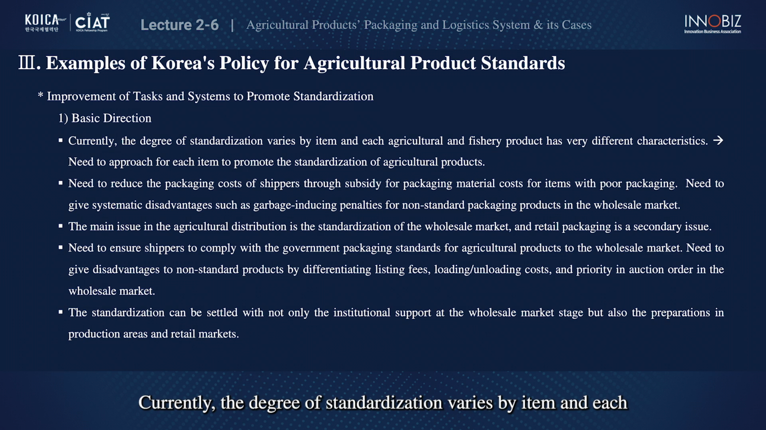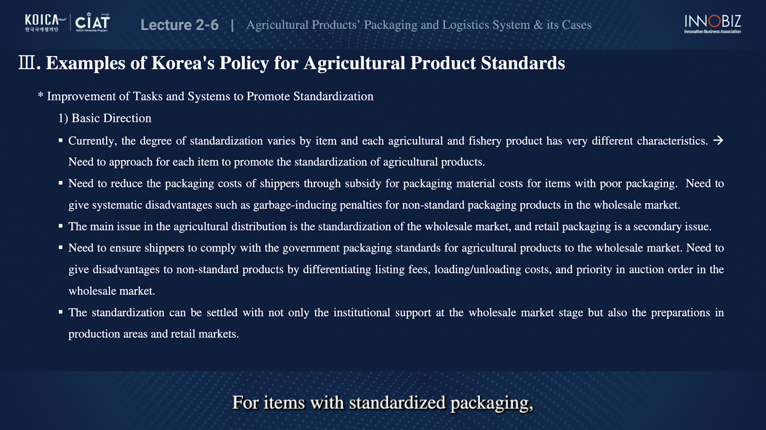Currently, the degree of standardization varies by item, and each agriculture and fishery product has very different characteristics. Thus, you need to approach each item differently to promote the standardization of agricultural products. For items with standardized packaging, you need to focus on maintaining the state, and for items with poor packaging, you need to reduce the packaging cost of shippers through subsidies for packaging material costs.